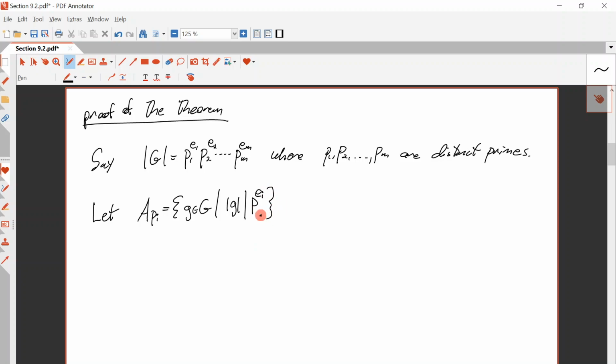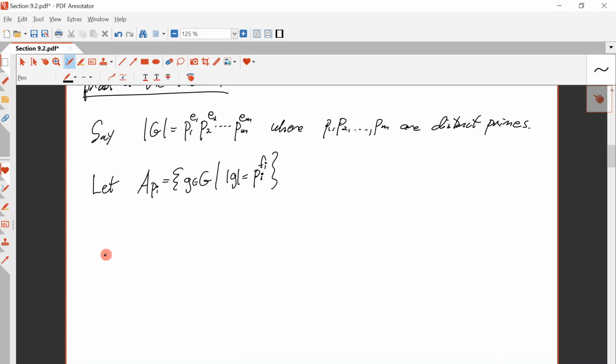Okay, so the order of g is equal to pi to the fi, which is a divisor of pi to the ei. So any element whose order is a power of pi. And of course that's going to be a divisor of the order of this group, so this exponent fi must be less than or equal to ei.